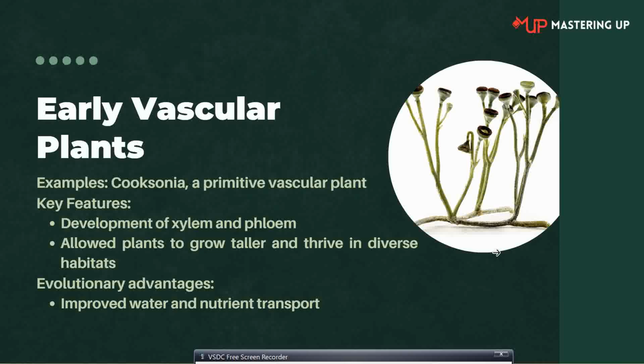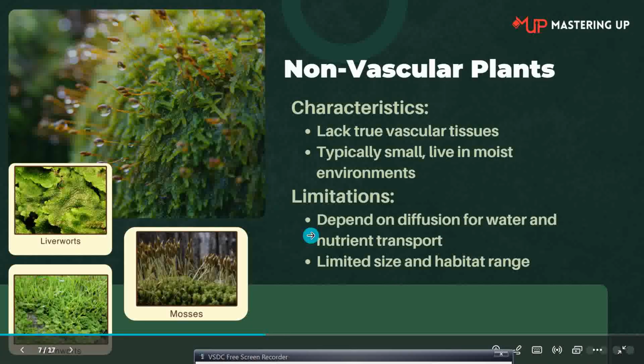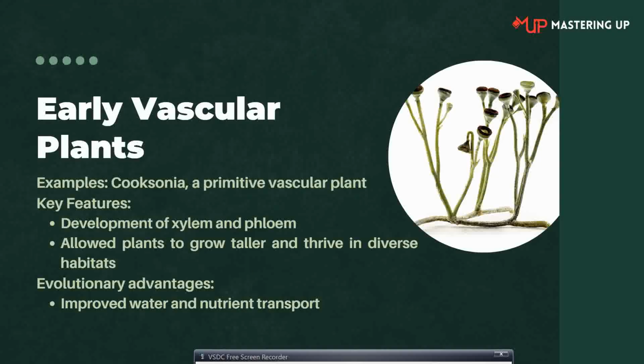Before the evolution of these vascular plants, the plants, or you can say the bryophytes, were not that big. They were small plants. They need to stick to the surface on which they grow, because the water and nutrients are absorbed by diffusion. So that's why they need to stick to the surface on which they grow, and they don't have a wide habitat range.